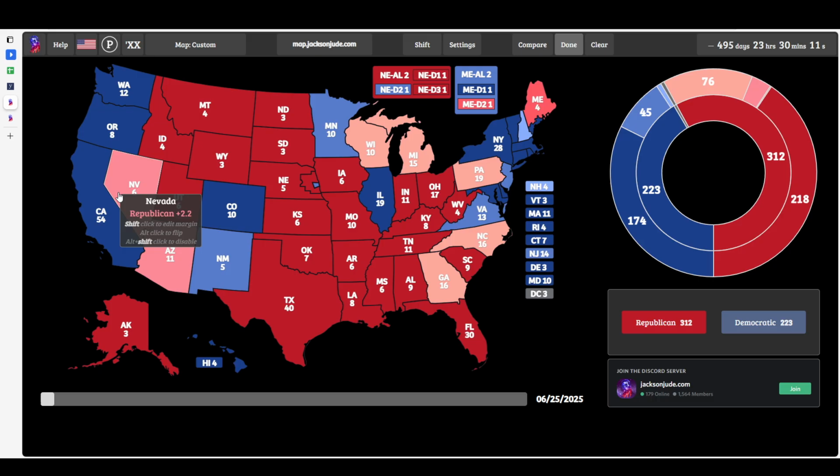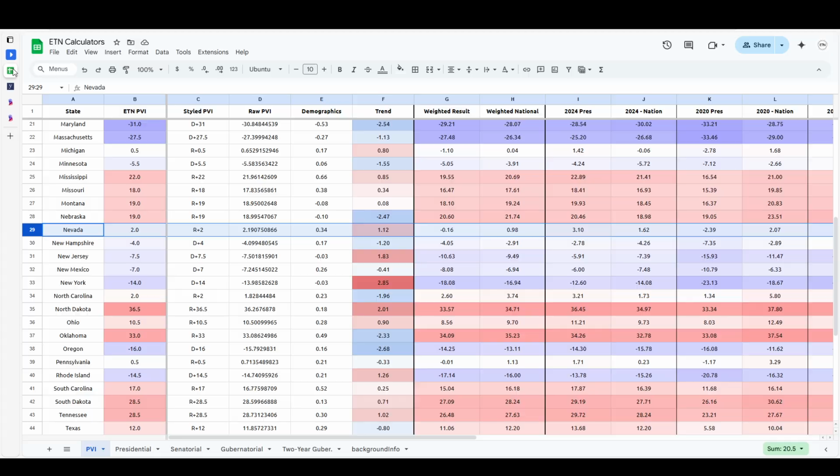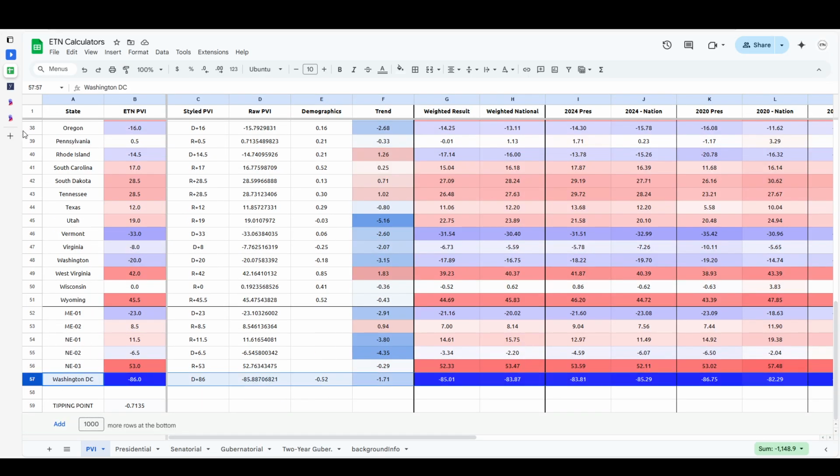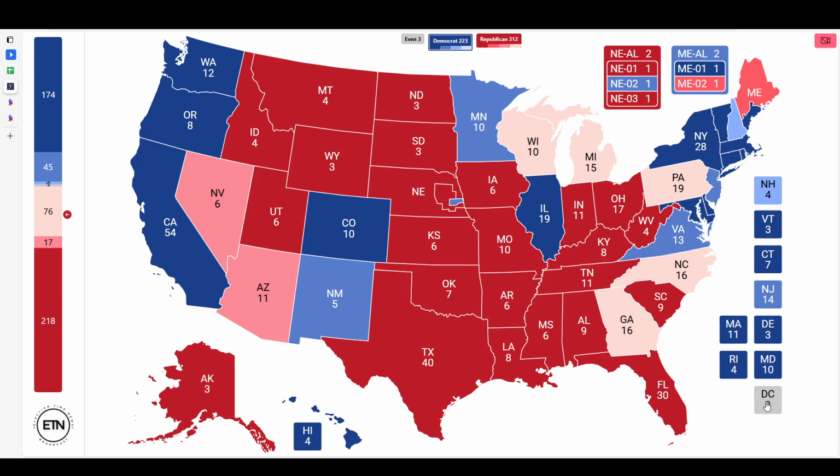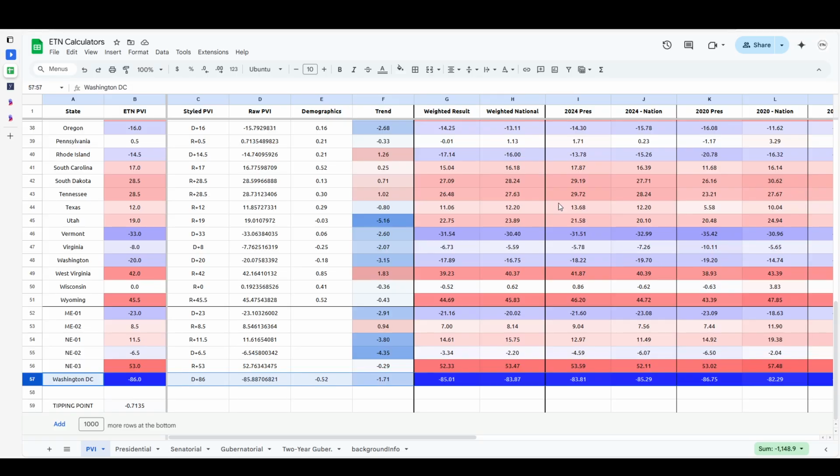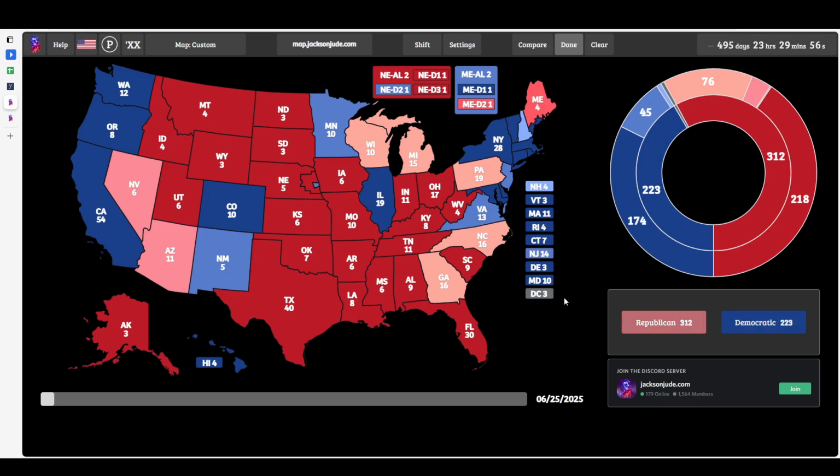That is, in fact, going to be it for the... and if it actually is over, then I'll do that. And then to finish it off completely, Washington, D.C. is D plus 86. That is not a typo. That is not anything incorrect whatsoever. It is D plus 86.